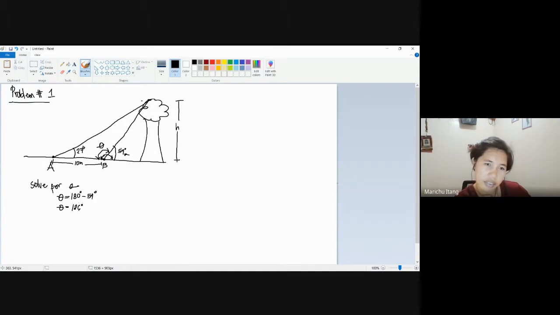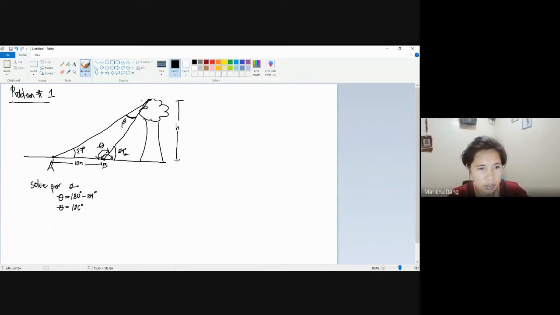Can we now solve the height of the tree? If theta is 126 and this is 27, what is the value of this angle here? Let's say that is beta. Can we solve beta? How are we going to solve beta?